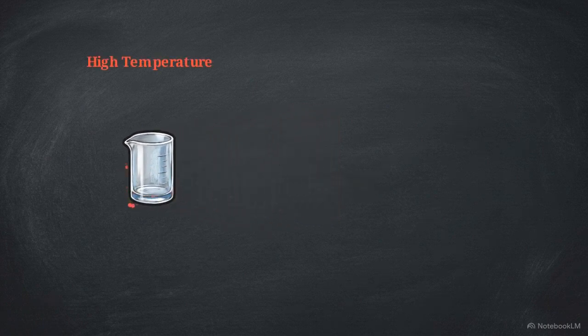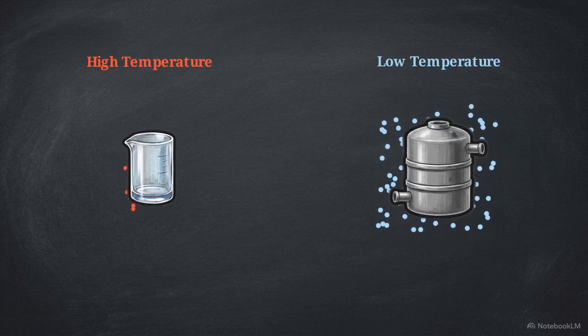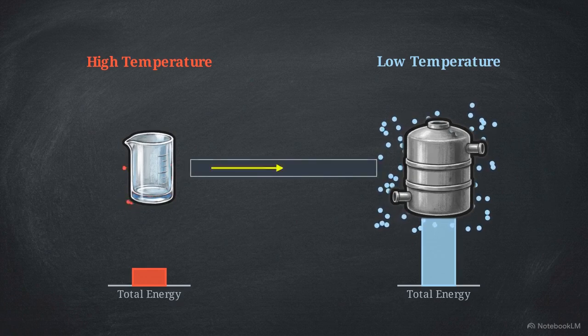A small cup can have a few highly energetic molecules and a high temperature, while a giant tank might have slow molecules and a low temperature, but vastly more total energy. When these two systems interact, energy flows directly from the higher temperature to the lower temperature. That active transfer of energy across a temperature gradient is the strict definition of heat.